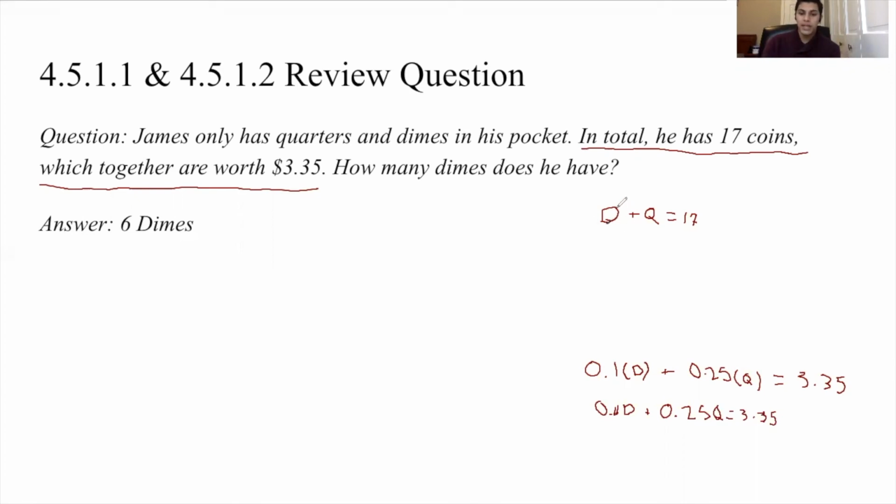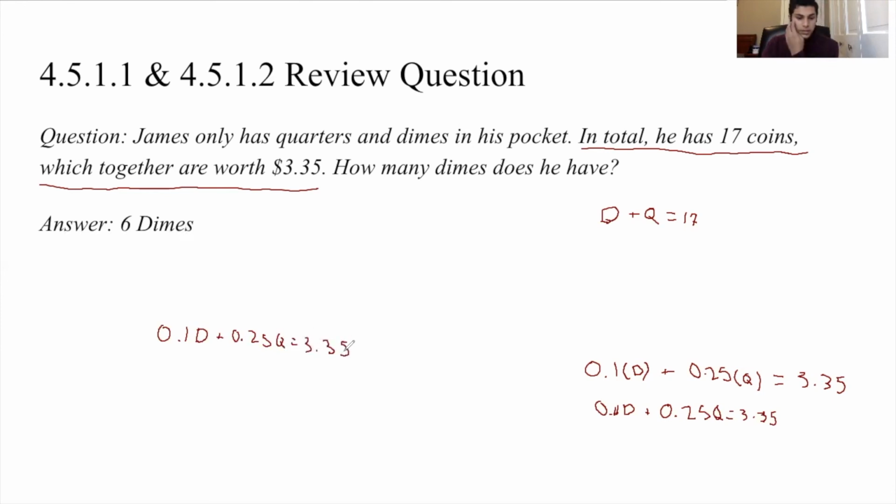Just to go over why, say we're using this equation to subtract: d plus q equals 17. If the other equation has just one q, then when I subtract, these q's will cancel out and become 0, and the only variable I'll have left is d. That's why we want to make the other equation have just one q in it. And that's when you multiply equations. All right, so I'll write the equation over here: 0.1d plus 0.25q equals $3.35.